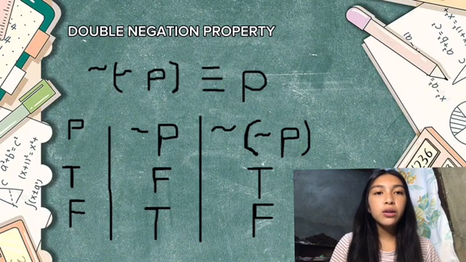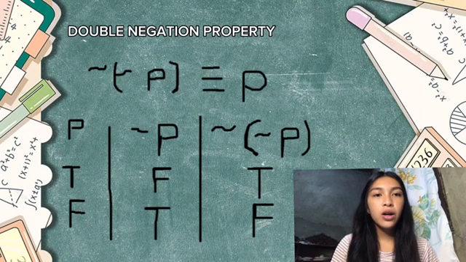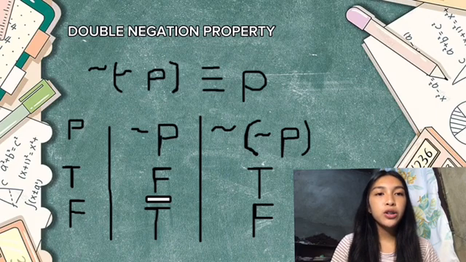Now, we need to come up with the left hand side. So, we can start by looking at not P. Not P is the negation of P, so it has the opposite truth value. Here, it will become false, and here it will become true. Then, we can look at not not P. That's the negation of not P. In this case, it's false, so it becomes true, and in this case, it's true, so it becomes false.